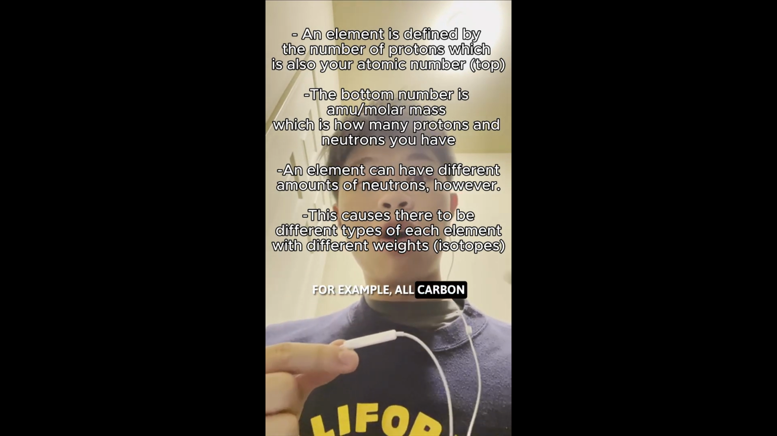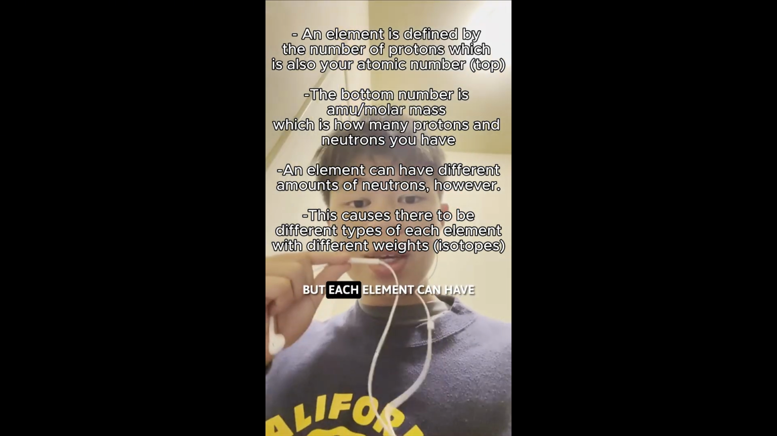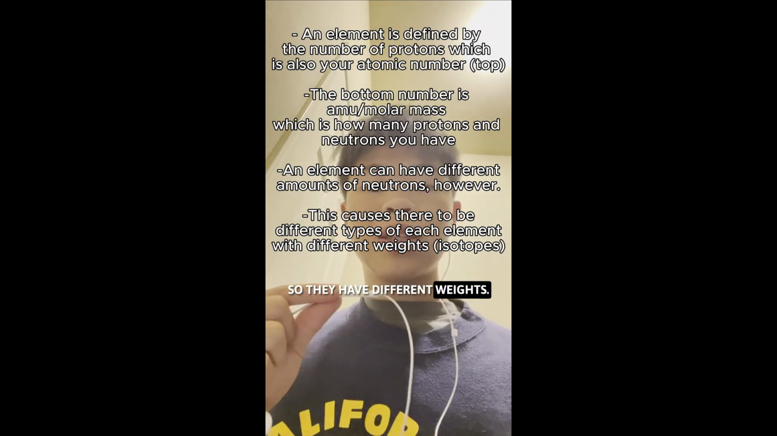For example, carbon has 6 protons. All carbons have 6 protons, and that's why it's carbon. But each element can have different amounts of neutrons, so they have different weights. So these different types of an element are called isotopes. Okay, now what's mass spectrometry for real?